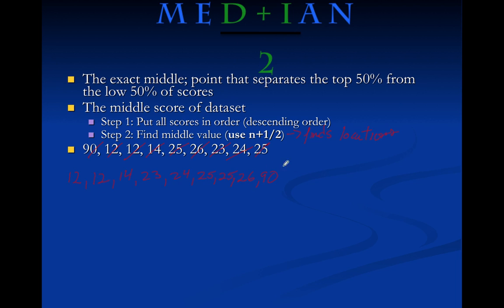And that 90, right off the bat, should look to you like an outlier, because it is. We're going to talk about the effect of outliers in just a second. So that's an outlier.